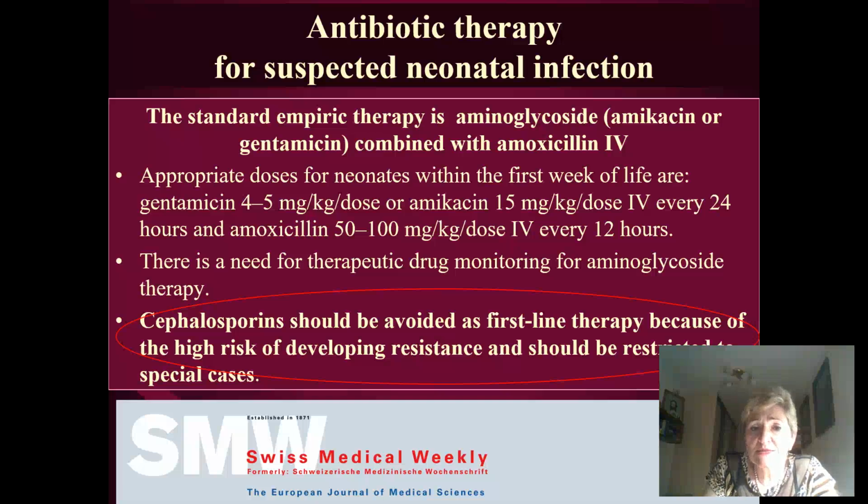What about standard empiric therapy? You recommend gentamicin at a dose of 4-5 mg per kilogram per dose, or amikacin 15 mg per kilogram per dose intravenous every 24 hours, and amoxicillin at a dose of 50-100 mg per kilogram per day, intravenous every 12 hours.